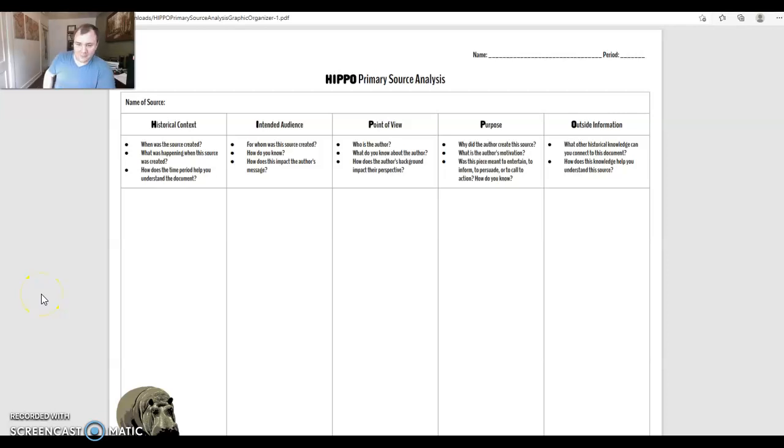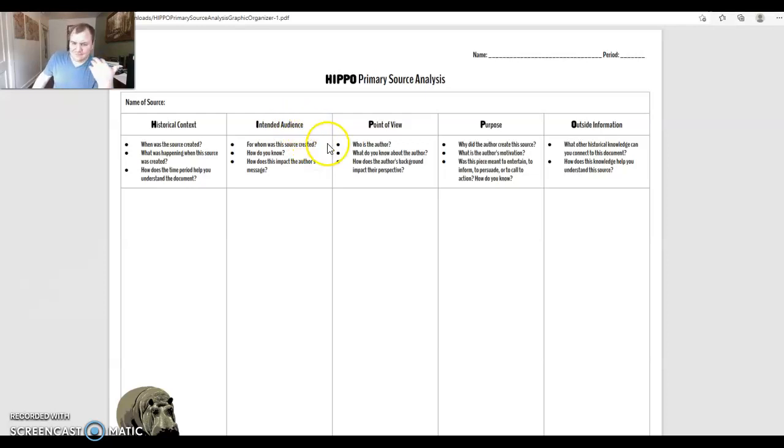Everybody, just to start things off, when you get into class tomorrow, you will each grab two of what you're seeing on the screen right now, these HIPPO primary source analysis worksheets. Based off of that, obviously you can tell that today we will be talking about analyzing primary sources. So we're going to look at the HIPPO method, which stands for the acronym: historical context, intended audience, point of view, purpose, and outside information. And we'll use this to take a look at some primary sources.